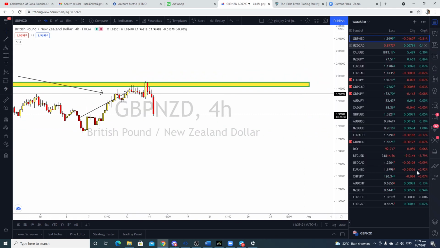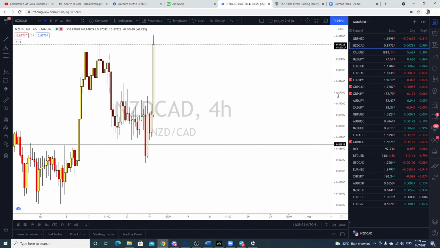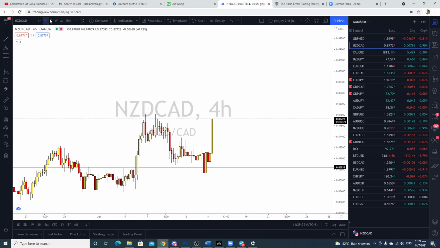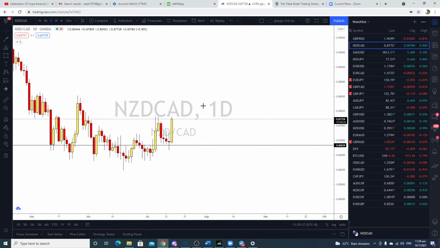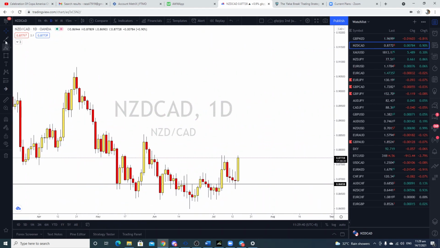Okay, and then I also took a buy for NZDCAD, which is not here. Yeah, that is here. Okay, NZDCAD, I took a buy. The reason for the buy is I say the same old thing. Okay, a lot of people are looking at this.